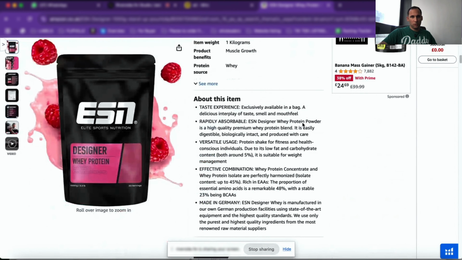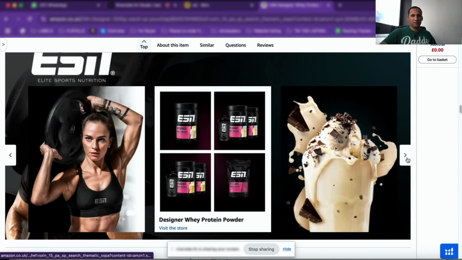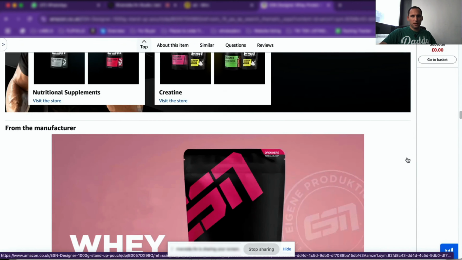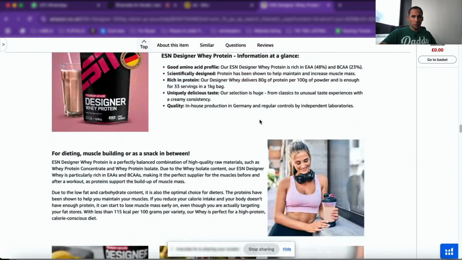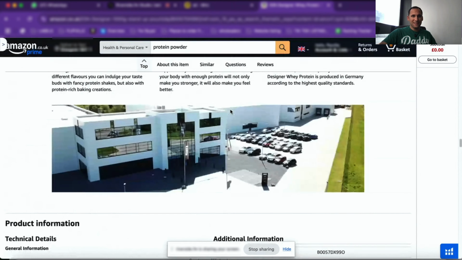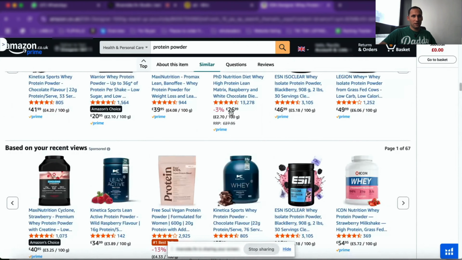SPN designer whey protein, okay. Now let's see the A+ content. This is already better, because it's at least showing me and telling me, okay, not bad, showing me some details. Whey protein, I like this image. Showing me more details, explaining, telling me the story. I would make these images a lot bigger. It's not the best A+ content, but at least it's showing me something which I like. Still better than the previous one.